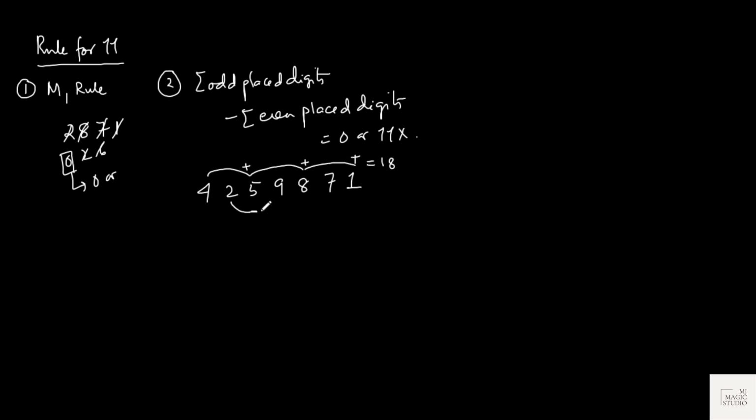Now add the remaining digits. 2 plus 9 is 11. 11 plus 7 is 18. Now subtract it. 18 minus 18 is 0. Or after subtraction, if you are getting any positive or negative multiple of 11, then also the given number would be divisible by 11.